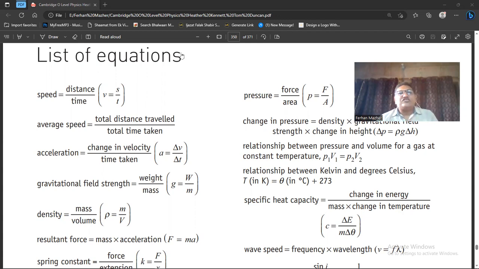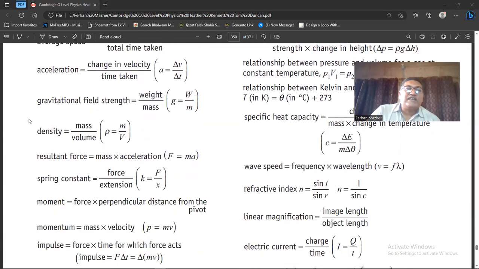Then we have the gravitational field strength, that is equal to weight divided by mass. And that is given by the formula g is equal to W by m, where W is the weight measured in newtons and m is the mass measured in kg.